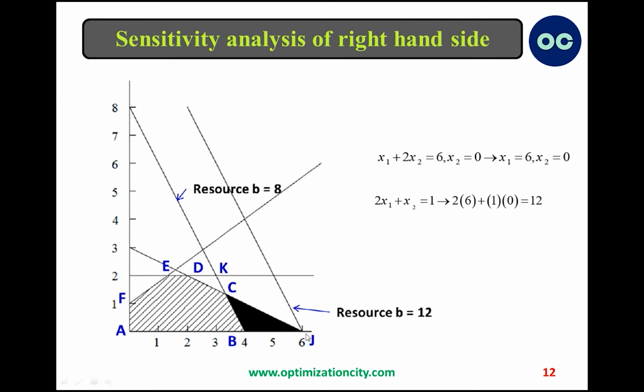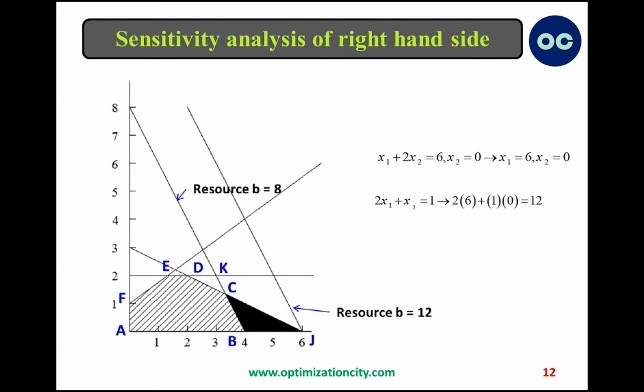The coordinates of point J are determined by intersecting the second constraint here and the non-negative constraint of the variable x2, which gives x1 equal to 6 and x2 equal to 0, as shown here. By substituting the coordinates of point J into the second constraint, we can calculate the new value of the right-hand side number in the second constraint, the updated value of resource B. So here we can see that resource B can be at most B equal to 12.